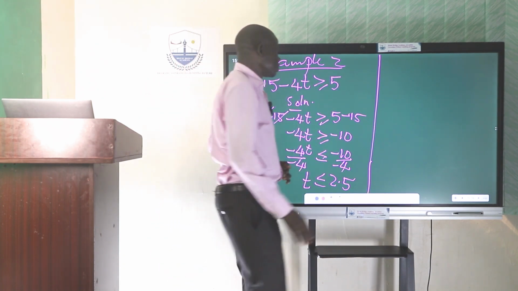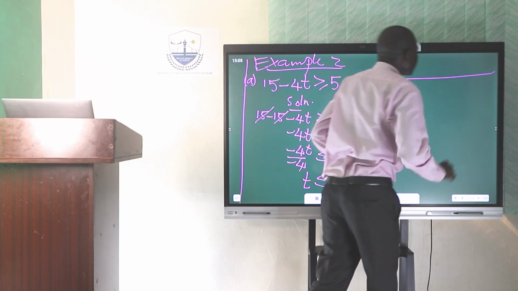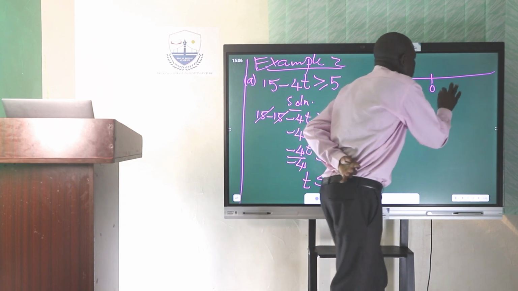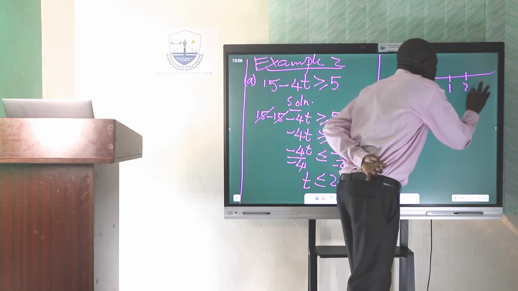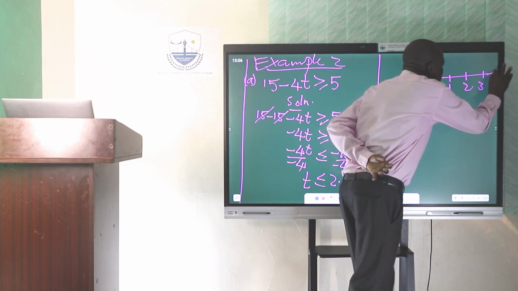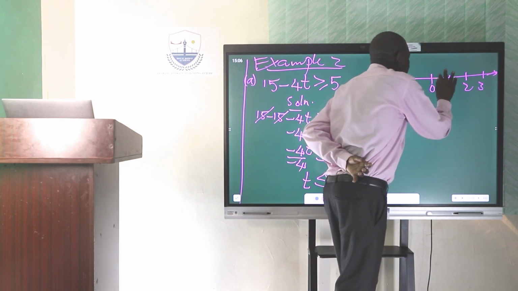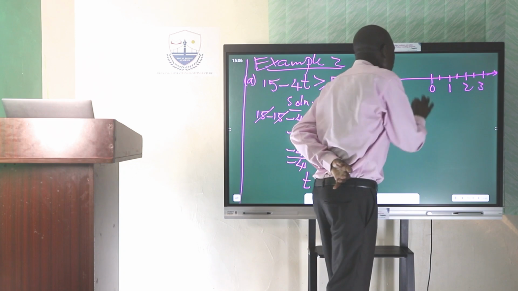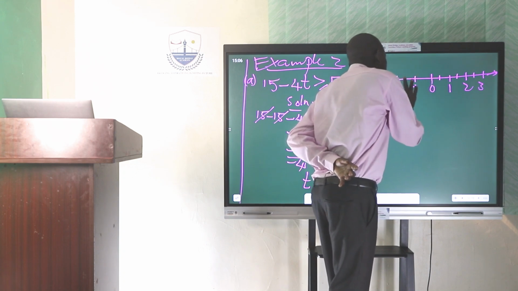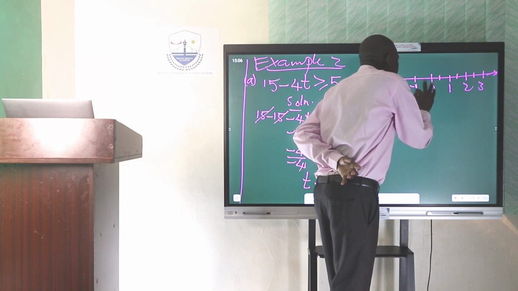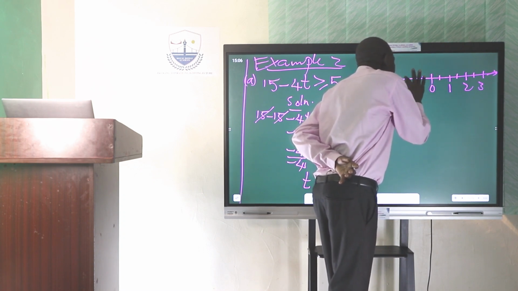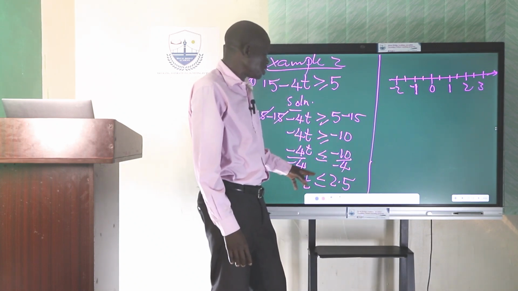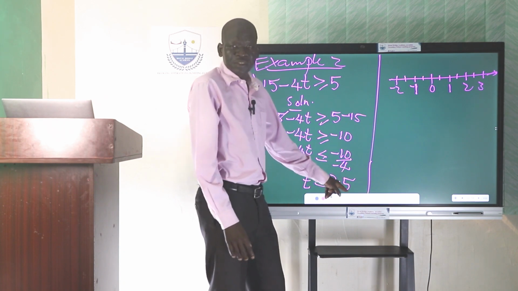So on a number line, this is how we illustrate it. We have 0, we have 1, 2, 3, and so on. This is 0.5, this is 1.5, this is 2.5, and so on. Negative 1, negative 2, negative 0.5, negative 1.5, and so on. So we are illustrating that t is less or equal to 2.5.